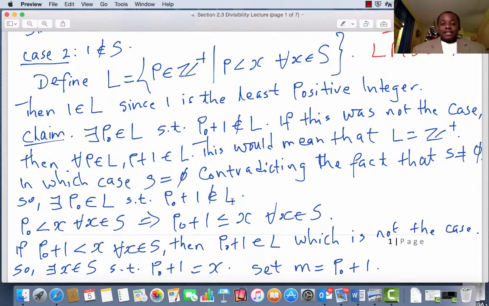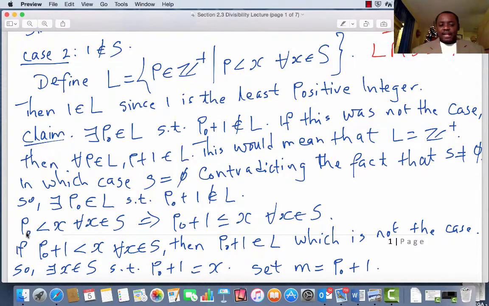But if this happens, then our set S is an empty set, which directly contradicts the fact that S is not empty. We have arrived at a contradiction, and this contradiction arises because we did assume that we do not have any P0 in L such that P0 plus 1 is not an element in L. Therefore, we conclude that indeed there is an element P0 in L such that P0 plus 1 is not in L. That is interesting.